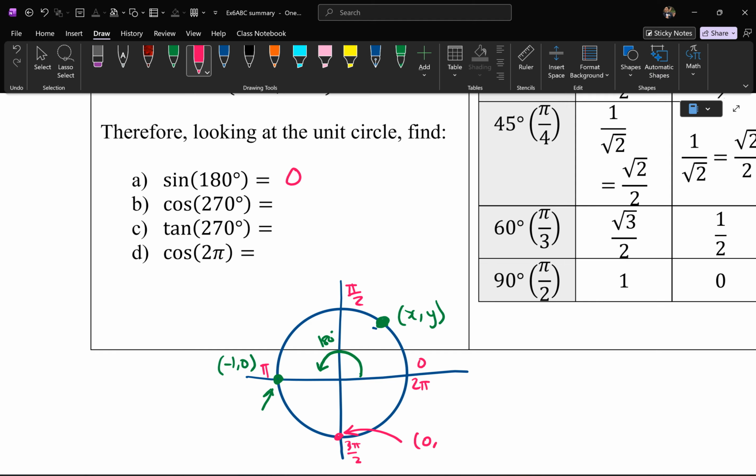Very good. This one's 0, -1. Because it's 0 for the x, but the y value is -1. So when you say cos of 270, it should be 0, and sine of 270 should be -1. That's what all this means. What does tan mean again? So if x is cos, y is sine, then what is tan?